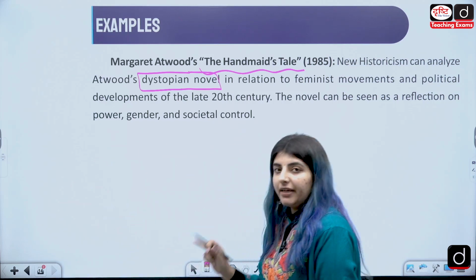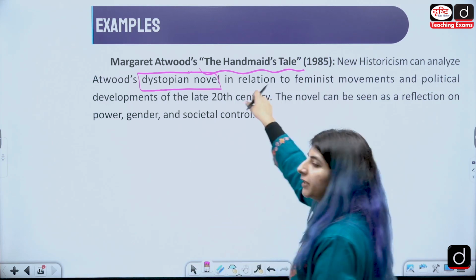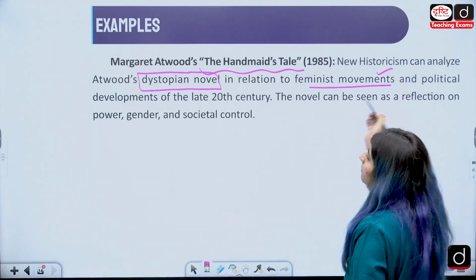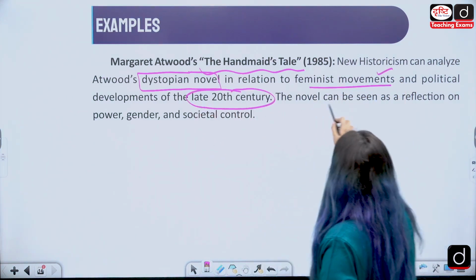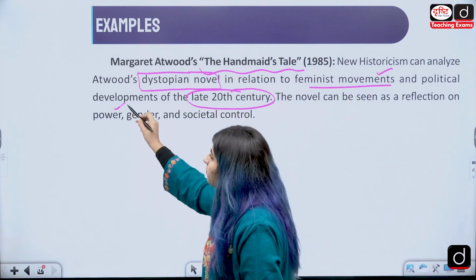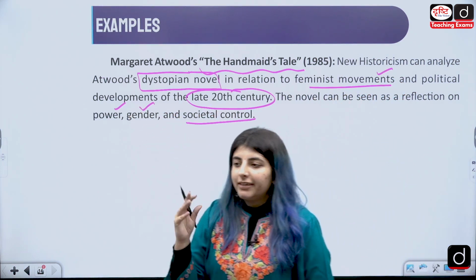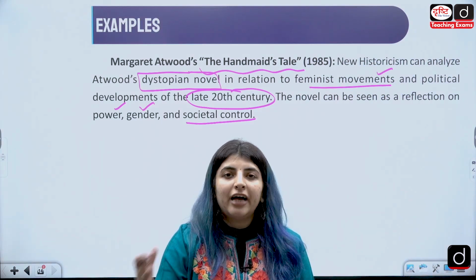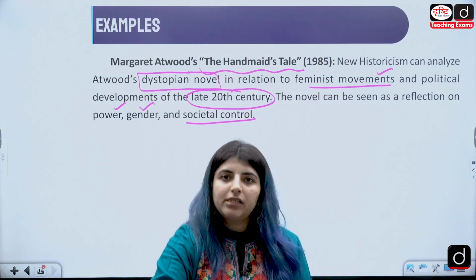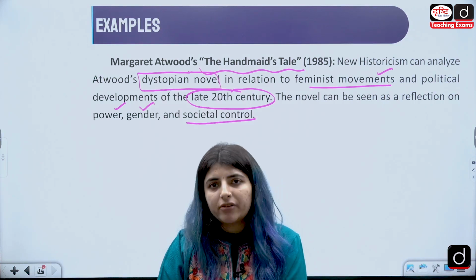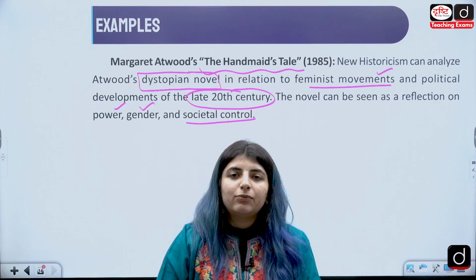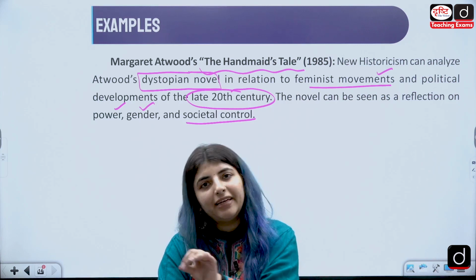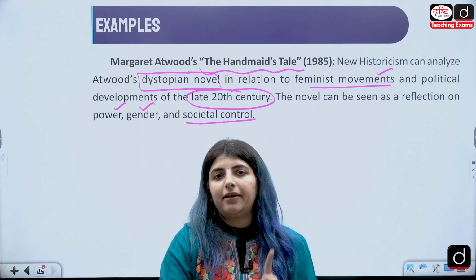So if you would have read the summary of this particular work, you will know what context I am trying to establish in here. Feminist movements and political developments of the late 20th century can be seen as a reflection on power, gender and societal control, that how they were handmaids during these times who were supposed to indulge physically with their masters and they had to produce children, right? So all these things which were happening around the world, we can see that how the literature also reflects the same thing and the other pieces of literature as well will reflect the same thing.